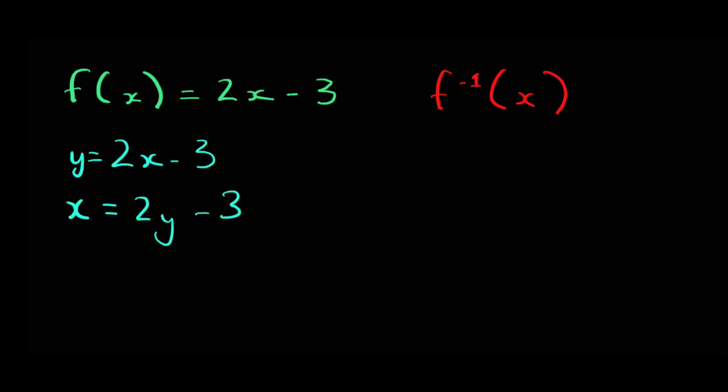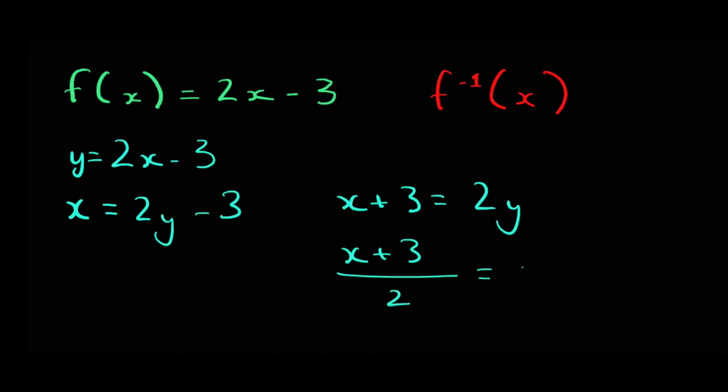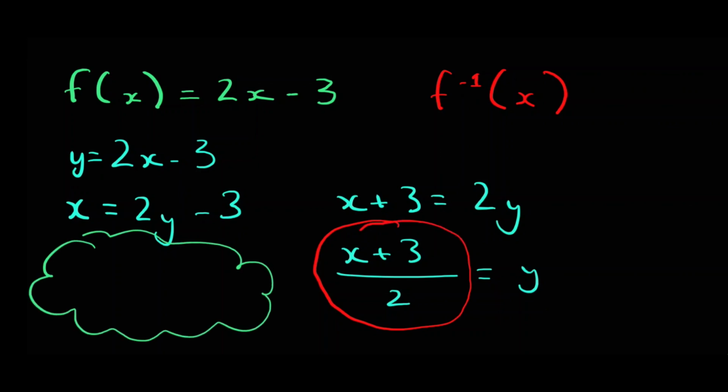So first we can add 3 to both sides and make it x + 3 = 2y. And then we can divide both sides by 2. So (x + 3)/2 = y. And this is our inverse function. So the inverse of f(x) equals (x + 3)/2. So as you can see, you just need to remember a few simple steps, and other than that, it's essentially all about your rearranging skills.